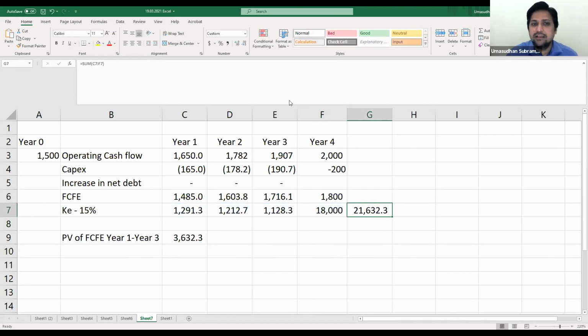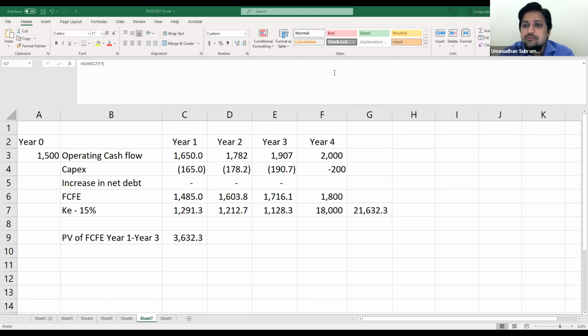Is this right? Can I say the intrinsic value of this company is 21,632? What is the mistake I have made? I just want to check again if you got the fundamentals of valuation correct. That's exactly right. Your terminal value is 18,000, as of which year?